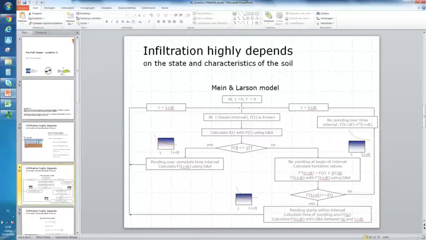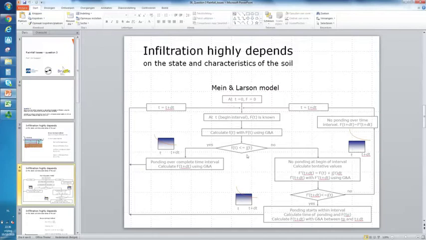If the infiltration capacity is smaller or equal to the rainfall intensity, it's clear that at the start of the interval we already have some ponding, because not all the water that falls as precipitation can actually infiltrate into the soil. We can calculate then the ponding over the complete interval by using the Green and Ampt method, and we end up again at the start of the next interval.